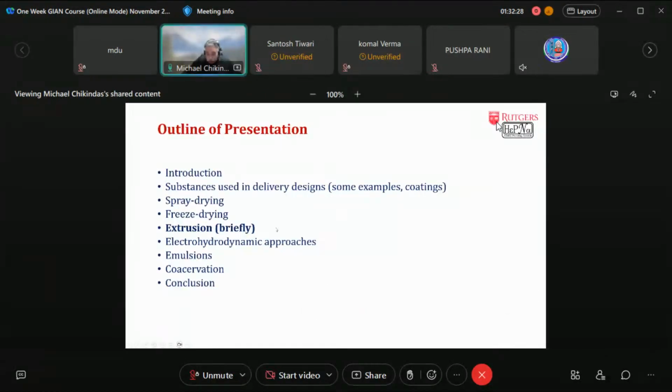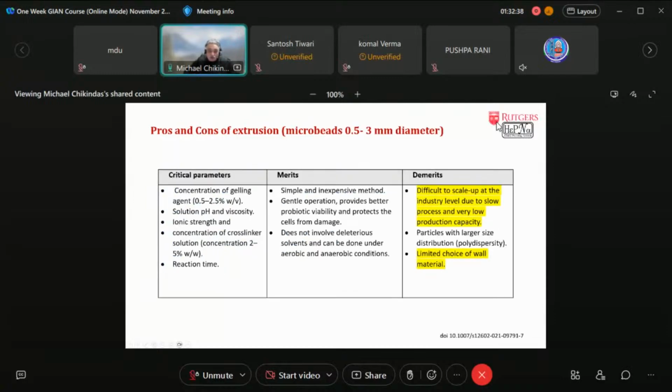Extrusion. We're going through extrusion briefly, and again going through the pros and cons of the extrusion process. This is where we can have bigger size delivery vehicles. They have microbeads from 0.5 to 3 millimeter diameter.